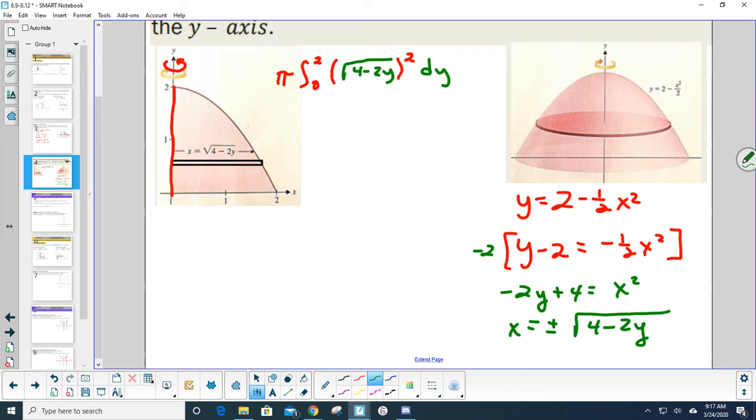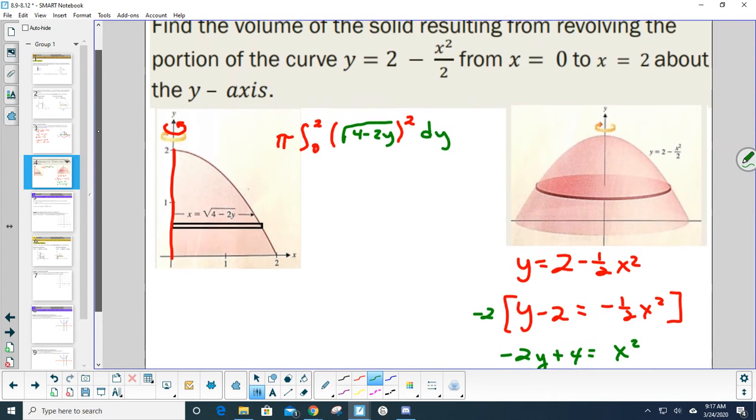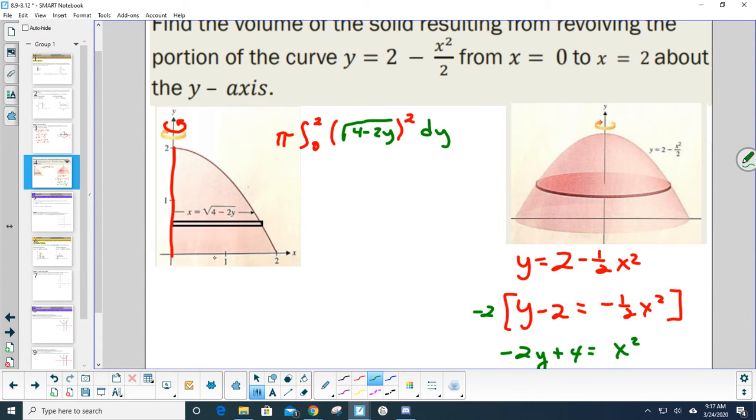Let me ask you this. If you did not have this picture and you did not know this bound went from 0 to 2, how would you be able to figure that out? It tells you in the question. No, it doesn't. In the question, it tells you from 0 to x equals 2. It tells you this. It doesn't tell you that.